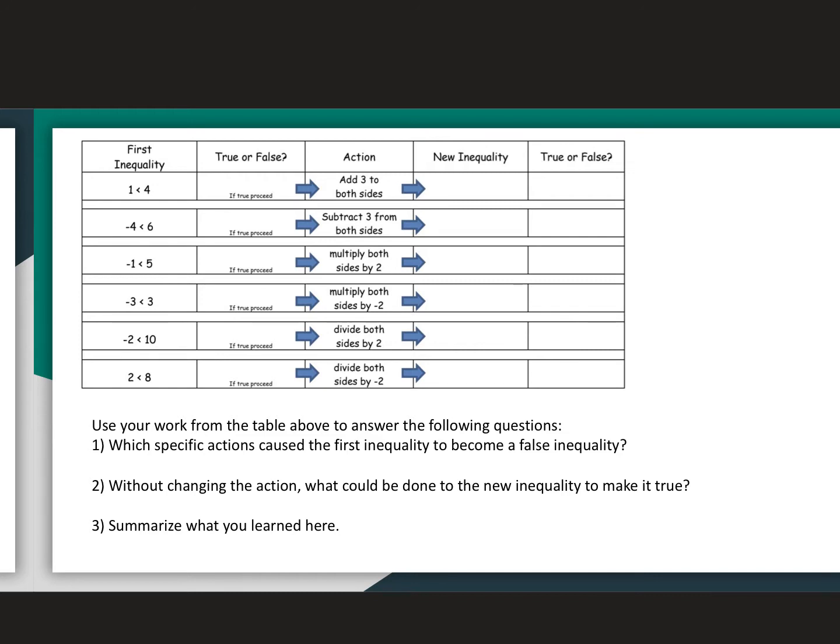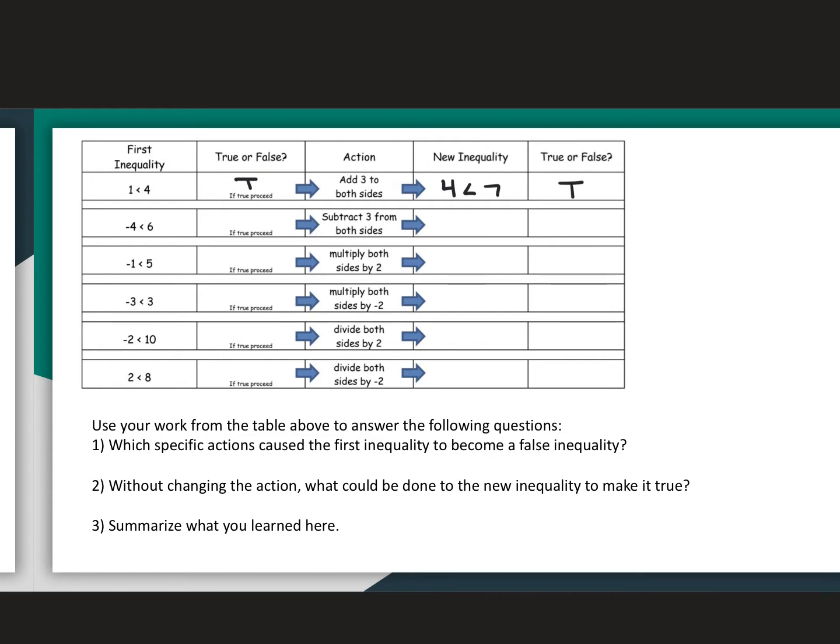All right, so for the first one, it gives us the inequality of 1 is less than 4. So what we're looking at is, is that true? That is definitely true. 1 is definitely less than 4. Now we're going to look at when we add 3 to both sides. So 1 plus 3 gives me 4. And then we have 4 plus 3 gives me 7. So we have 4 is less than 7, and that is a true statement.